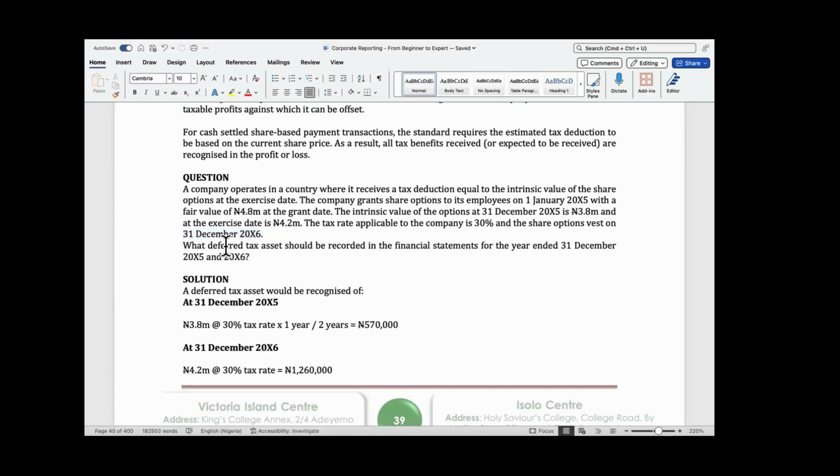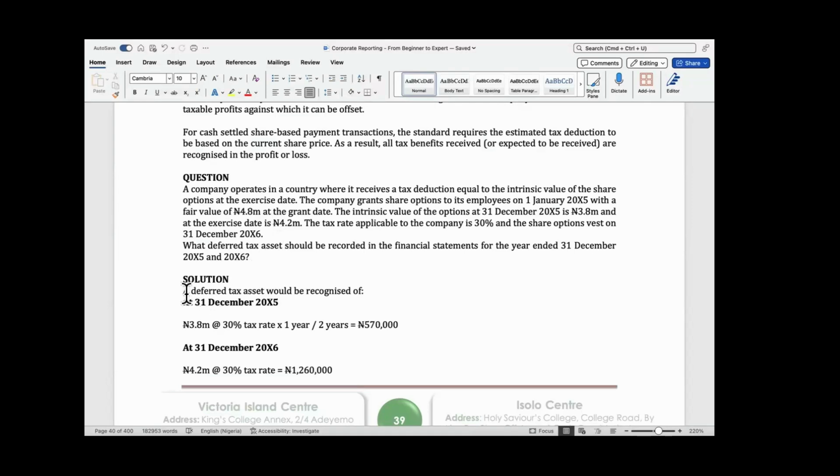We're now asked what deferred tax assets should be recorded in the financial statements for the years ended 31st December 2005 and 2006. You see that the examiner even asked what deferred tax asset. They know that we can never have a deferred tax liability in equity-settled share-based payment. You can only have a deferred tax asset. And for cash-settled, there is no temporary difference, so deferred tax doesn't really come in here.